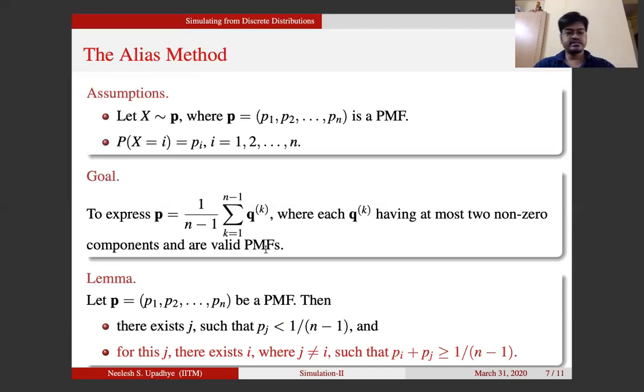So now what we will do is use this lemma to characterize these qk's. As you can guess, I will use this probability vector and choose this j as one of the candidates of my first probability vector, which has two non-zero points, and the second candidate for the other non-zero point will be this i. So this lemma is typically useful for choosing these qk's. Let us see how.